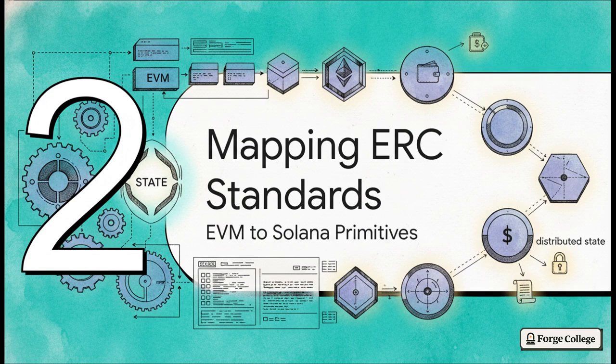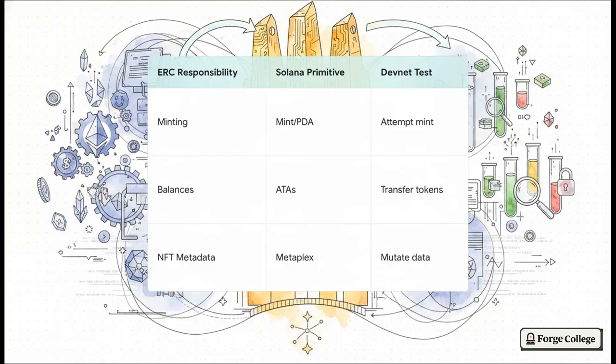Now that we've got our mental model tuned to this whole distributed state and PDA concept, let's grab our schematics and actually map out some specific everyday ERC responsibilities to their brand new Solana counterparts. It's actually kind of amazing how cleanly these two worlds align, as long as we stay disciplined. For instance, ERC minting maps perfectly to a mint account or a PDA on Solana, which we'll test by attempting both authorized and unauthorized mints.